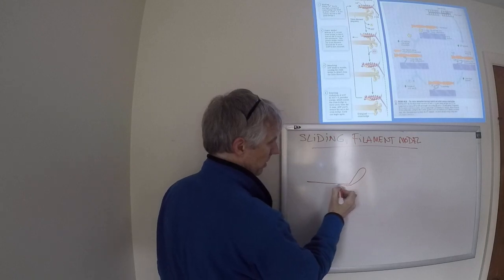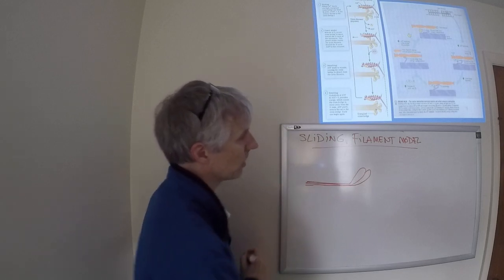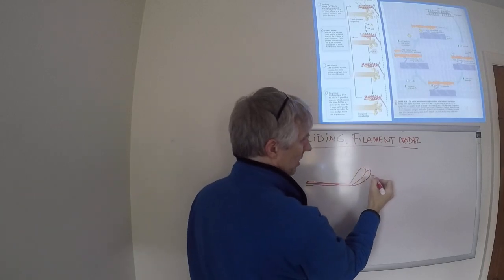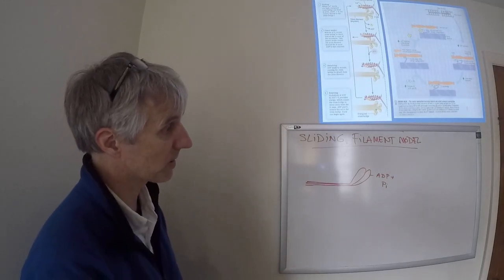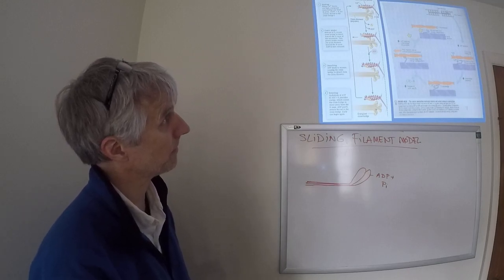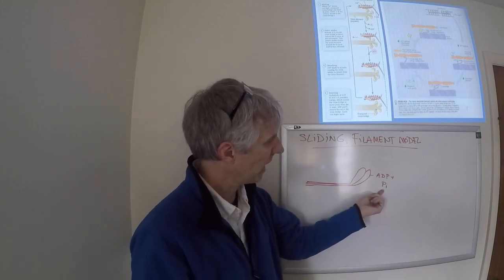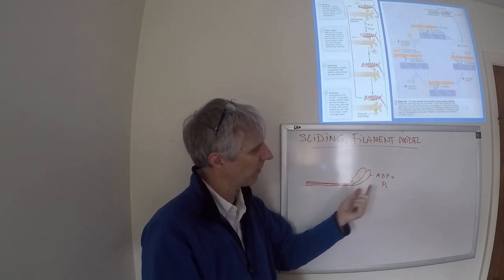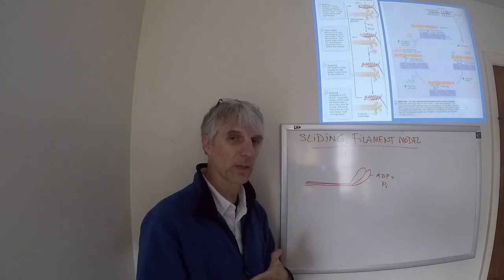So here, let's just take a look at one of these. They're linking together two, but at this cross bridge, there's already an ADP plus an inorganic phosphate group sitting there. Okay? Now, this should tell us something already. In order to get an ADP and a phosphate group, chances are pretty good we started out with an ATP at some point in the past.